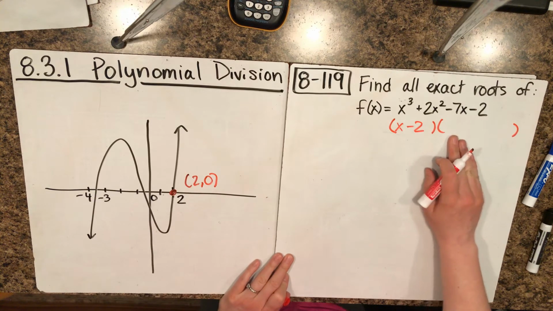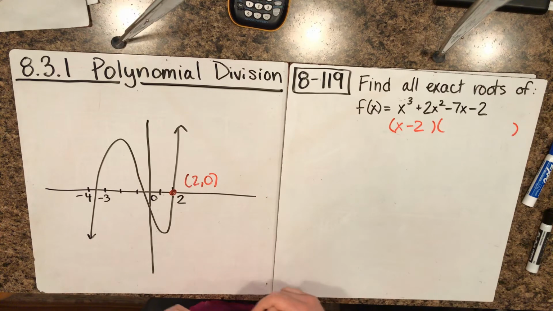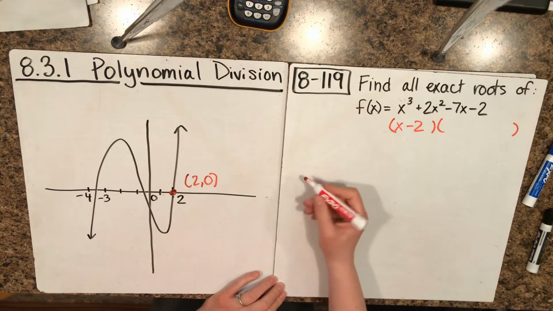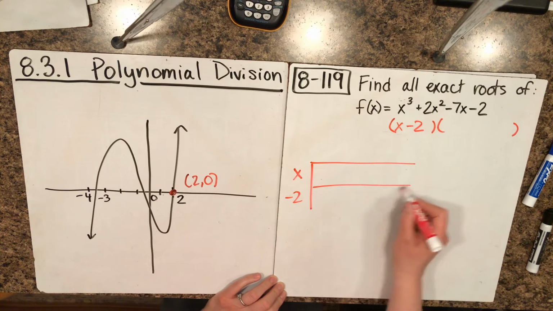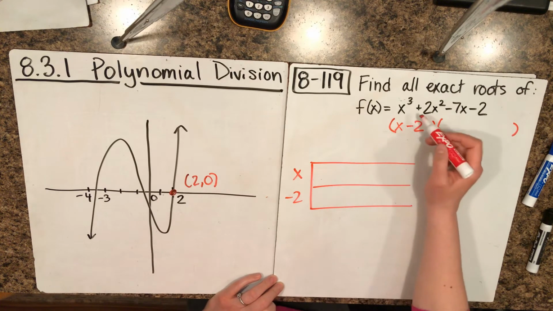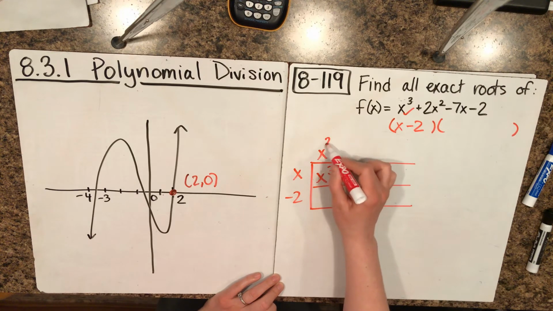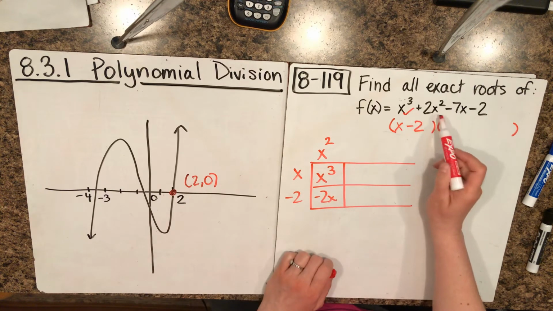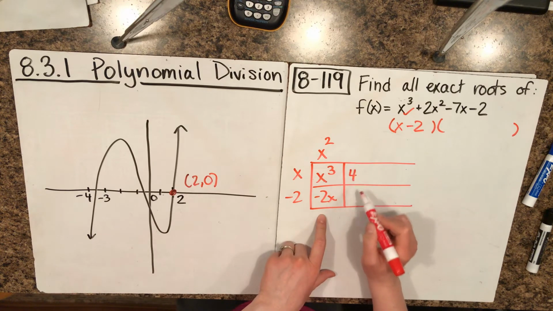Now my job is to figure out what's the other factor. And the way that I do that is I'm going to use polynomial division, and that's what we've been working on in lesson 831. So I'm going to divide x minus 2 into my original polynomial. So I'm just going to check it off. X cubed goes in the box. Up top I get x squared minus 2x. Draw the line. I need a positive 2x squared. I have a negative 2x squared, so I better add 4.